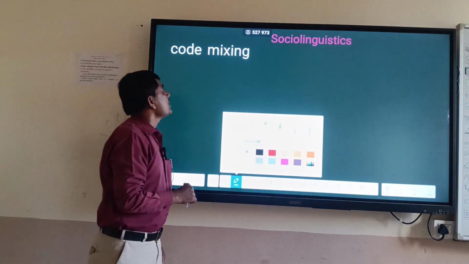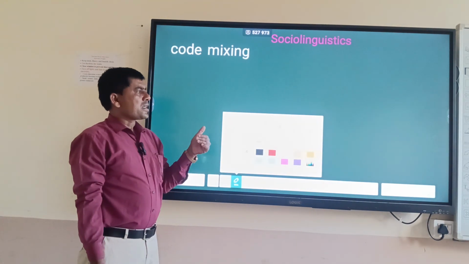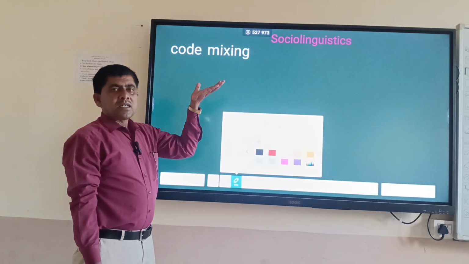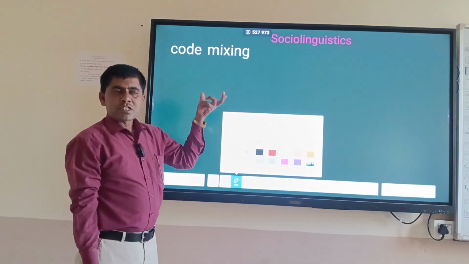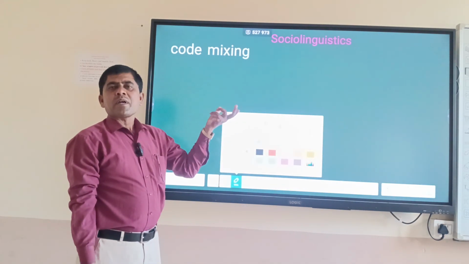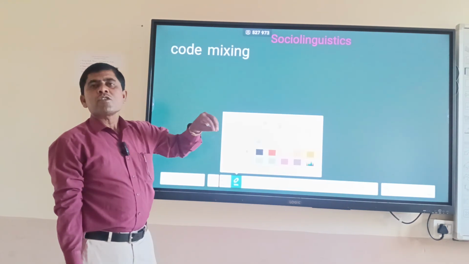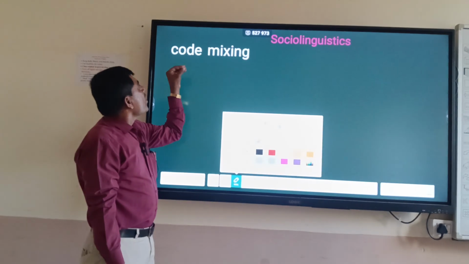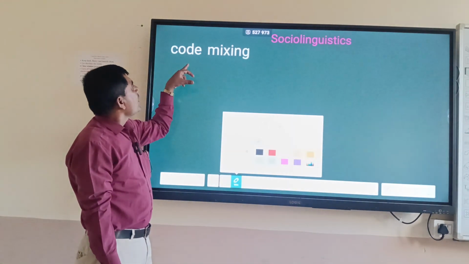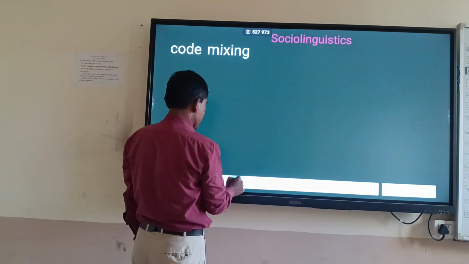Code mixing and code switching are two aspects of language that arise due to bilingualism and multilingualism. In bilingual or multilingual situations, such occurrences happen, and that is code mixing. This is one of the concepts in social linguistics. So actually, what is code mixing?